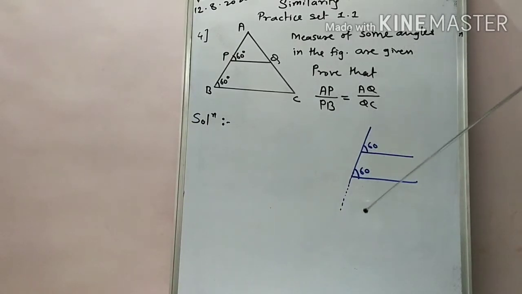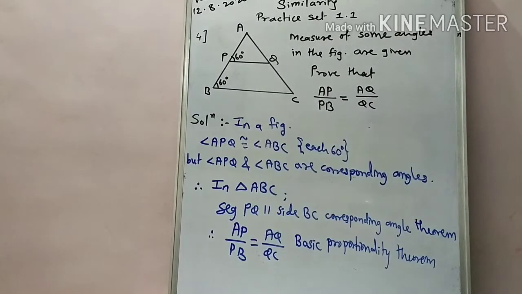Okay students, so like this we write down the solution. In the figure, angle APQ is congruent to angle ABC, because each is given as 60 degrees, or you can say the given part. But angle APQ and angle ABC are what? Corresponding angles, and therefore in triangle ABC we can say segment PQ is parallel to side BC because of the corresponding angle test.